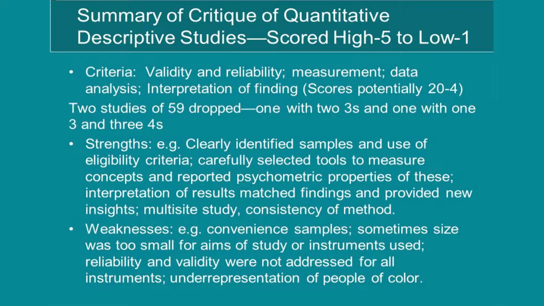The strengths among these studies included clearly identified samples and the use of eligibility criteria, carefully selected tools of measurement concepts and reported psychometrics of these, and interpretation of results matched the findings and provided new insights. And in multi-site studies, there was a consistency of method. Weaknesses, for example, were convenient samples. Sometimes size was too small for the aims of the study or the instruments used. Reliability and validity were not addressed for all instruments, and there was an underrepresentation of people of color.